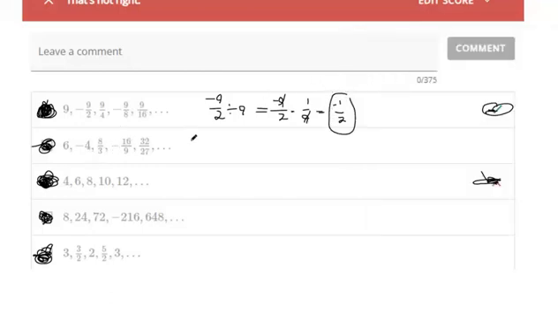So let's try that with the next one. Take the next term, divide by the current term. So this term divided by this term. Let's see if that gives us a common ratio. -4 divided by 6, that's -2/3, or -0.666 repeating.